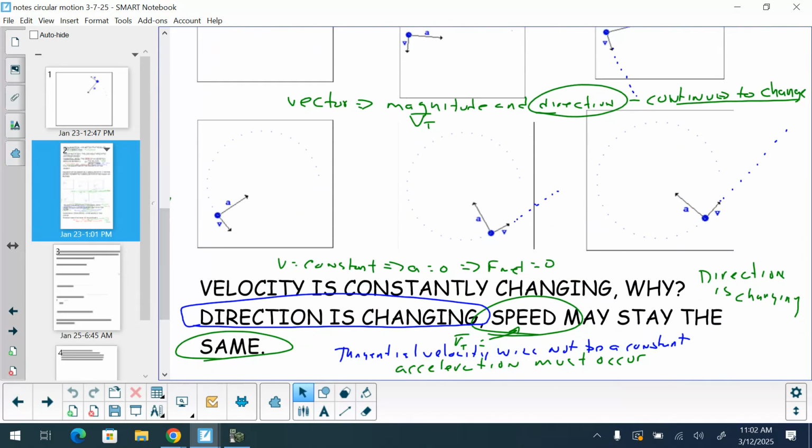Even though the average velocity still may be the same, the average tangential velocity may still be the same as it spins around, the instantaneous velocity is changing. Why? Because we have a change in direction. If we have a change in direction, we have a change in velocity. If we have a change in velocity, that means we have to have an acceleration at that point.